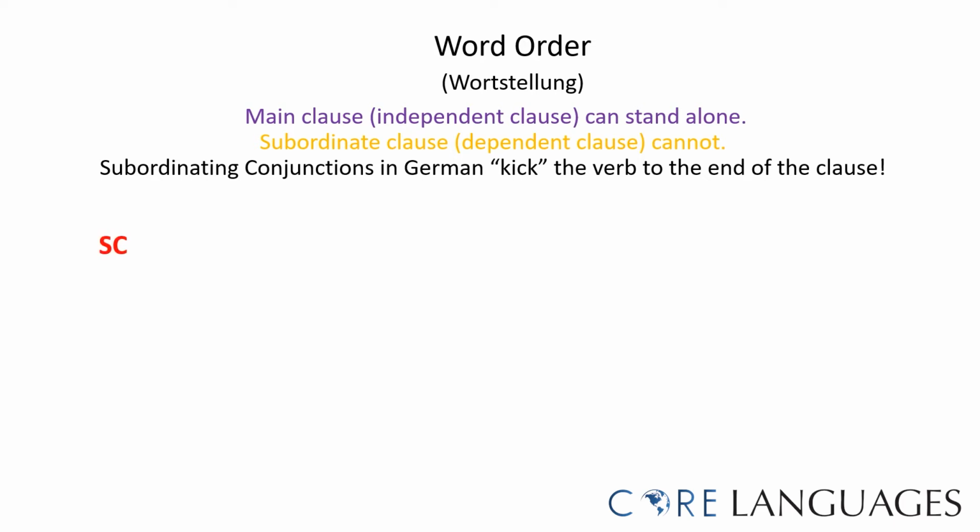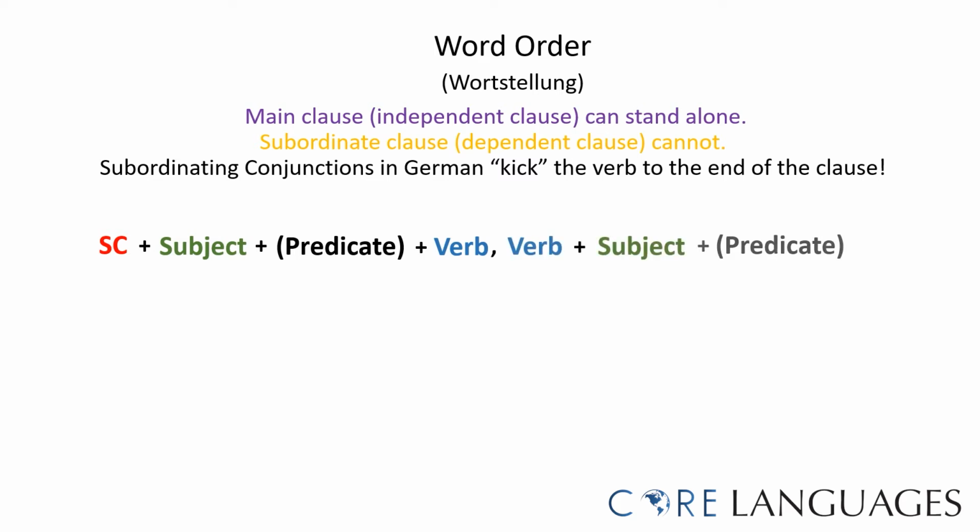The subordinate clause will begin with a subordinating conjunction, then the subject, the predicate, and then the verb, which was kicked to the end of the clause by the subordinating conjunction. Then in the main clause, we start with the verb, then the subject, and then the predicate. In this example, we started with a subordinate clause and then the main clause.